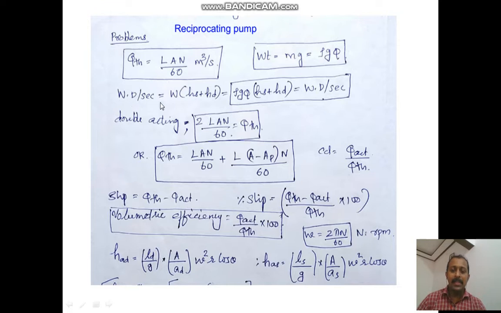About the work done per second, it is W into HS plus HD. HS plus HD is the total head.